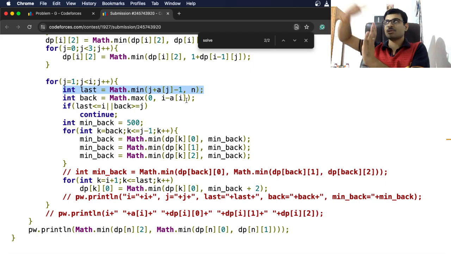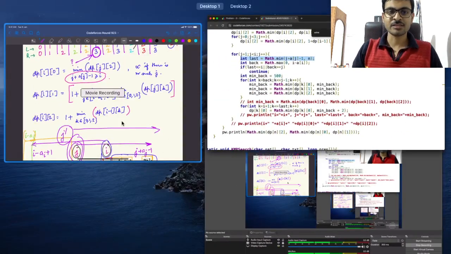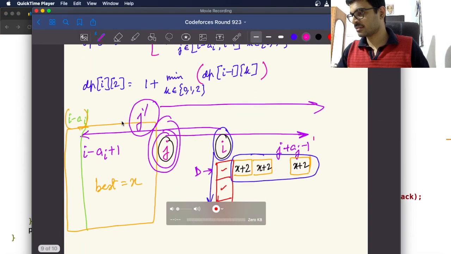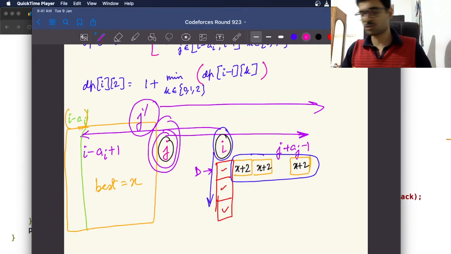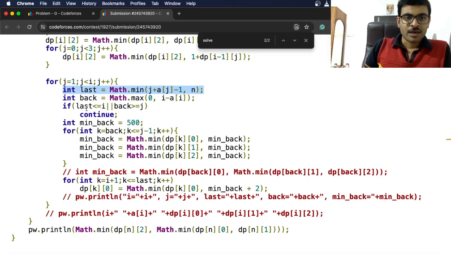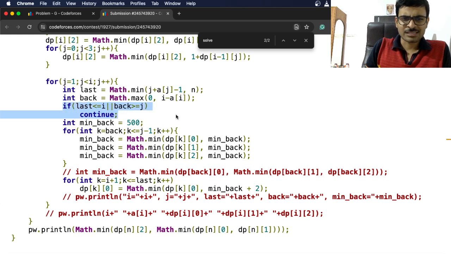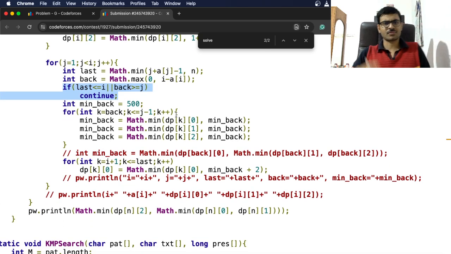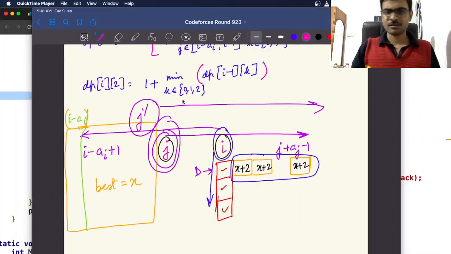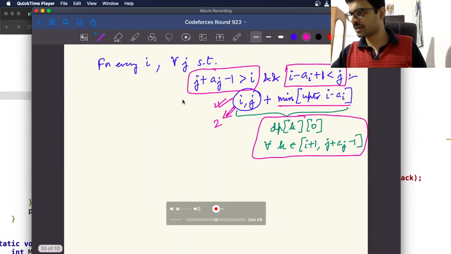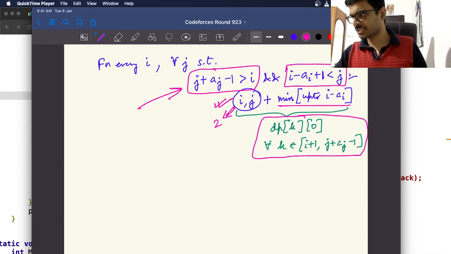So j basically covers the last element, which is j minus aj plus 1. This is the last element that these two guys can cover. And my back basically is what I'm leaving to the back. That is I minus ai. That is the nearest element that I and j are not covering. And now these are just sanity checks, that they should be overlapping. Basically, I've translated these two conditions, these two rectangular conditions, over there.